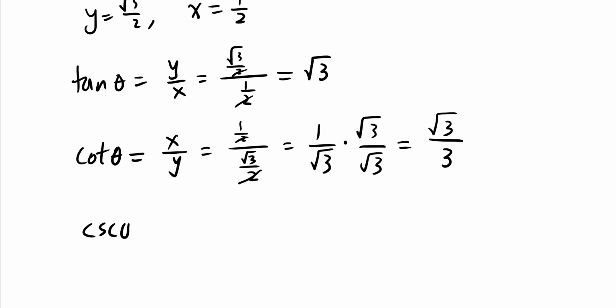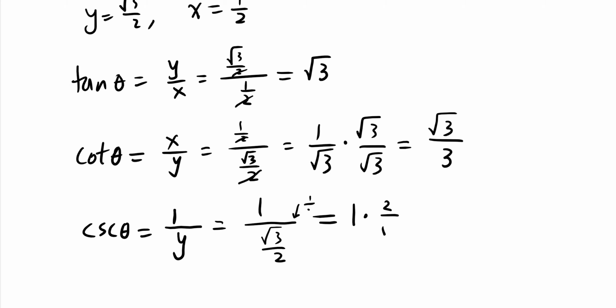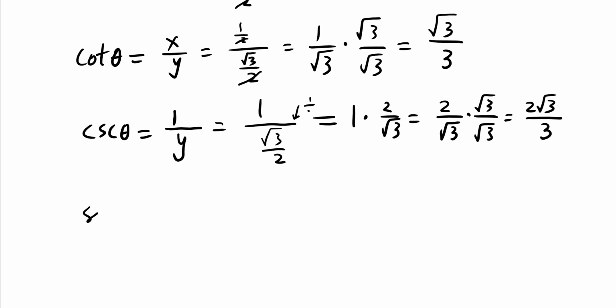How do I find cosecant? Cosecant is 1 over y. Y is root 3 over 2. So that's a division sign. 1, we switch it to multiplication and flip the fraction. Then rationalize. Secant theta, 1 over x, 1 over 1/2. That's a 2.